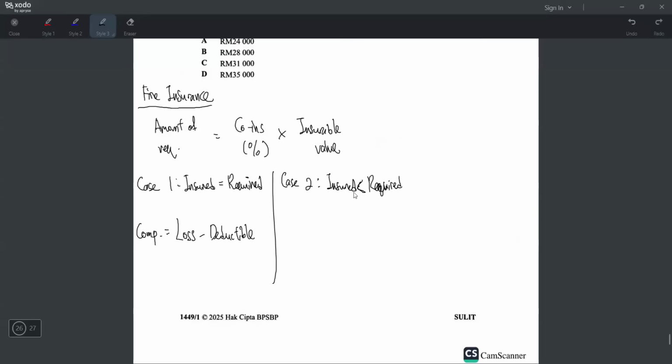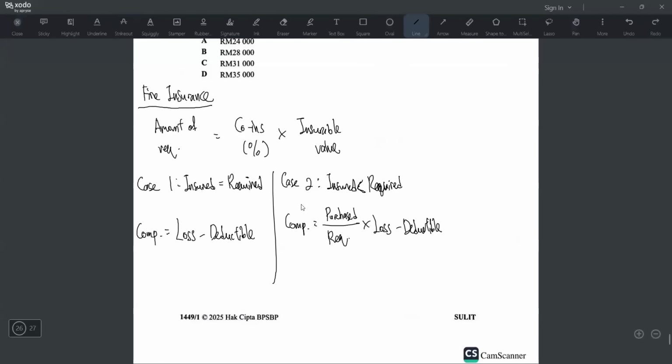So what happens if it's case 2? What happens when your insured value is less than required? Then your compensation will be lesser. And the formula will be the purchased amount over the required amount, times the loss, minus the deductible. But this one is only when it's case 2, when your insured is less than the required.